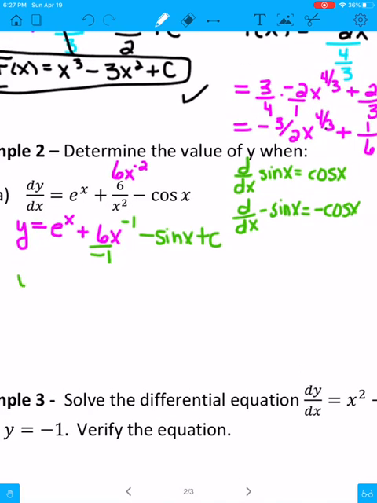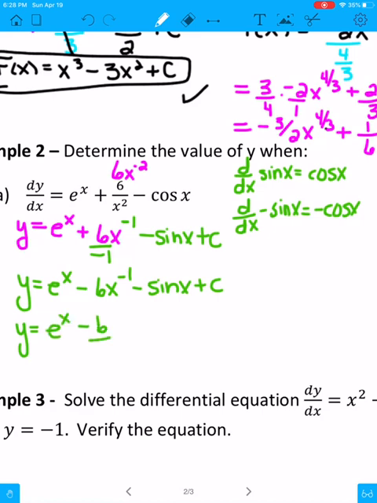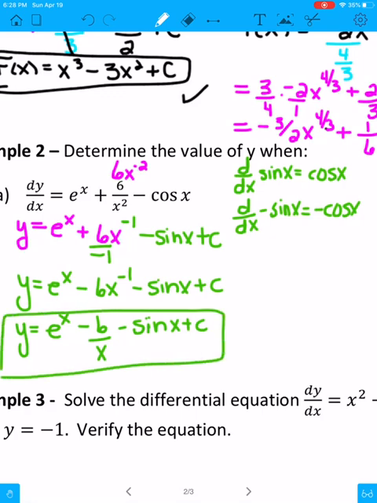And now I have to rewrite it. So I'm going to get y equals e to the x minus 6x to the negative 1 minus sine x plus c. And some of you will really want to write that x to the negative 1 as positive, so you can rewrite it as e to the x minus 6 over x, minus sine x plus c. And remember, you can take the derivative of this and see if you get the original.